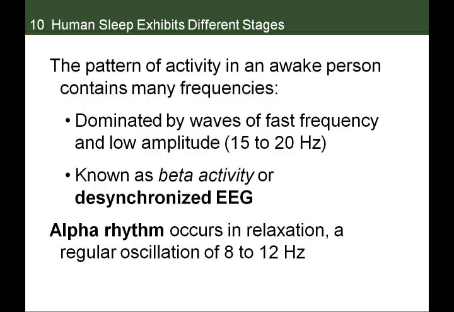Okay, this type of frequency along with a very low amplitude is what we call beta activity. So beta activity is synonymous with desynchronized EEG. As the person relaxes or is extremely concentrating and is going into sleep, but not asleep yet, the frequency slows down from 15 to 20 hertz to 8 to 12 hertz. Nonetheless, the brain is still somewhat desynchronized.